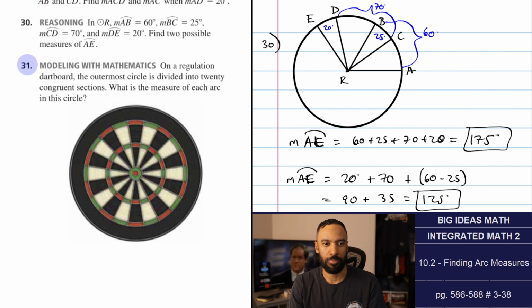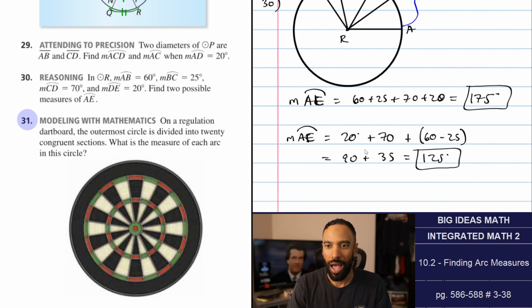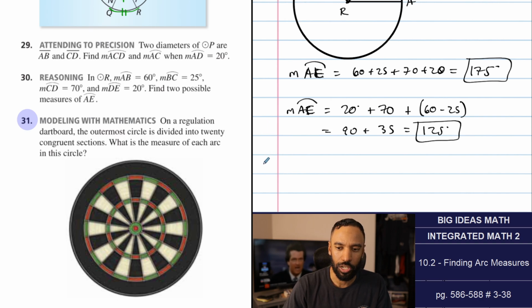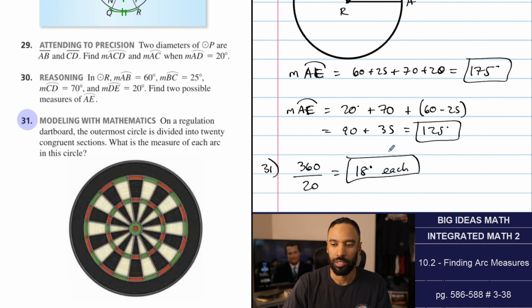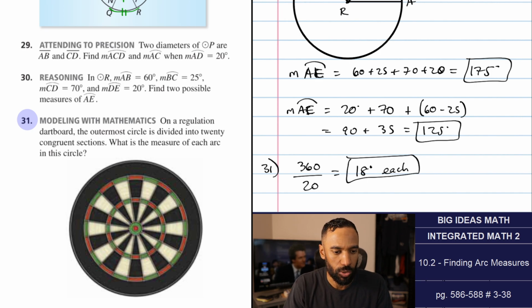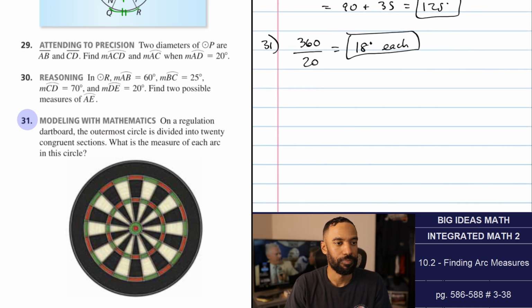All right, number 31, modeling with mathematics. On a regulation dartboard, the outermost circle is divided into 20 congruent sections. I think they're talking about this part right here. What is the measure of each arc in the circle? Well, there are 20 congruent sections in that thing. I can do 360. They don't say explain, so I'm just going to calculate it. 360 divided by 20, which should be 18 degrees each per section. So 18 degree measures. That means the central angles here are 18 degrees. 18 and an 18 and an 18 and an 18 and all 20 of them added up. And I didn't know that there were 20 of them.